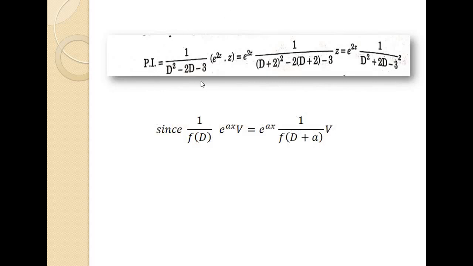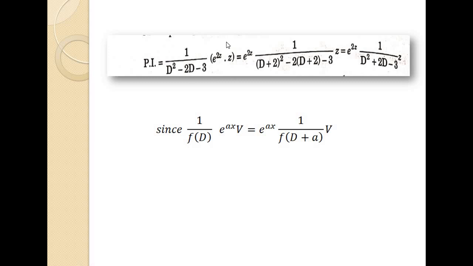Now we need to find the particular integral. The particular integral is given by 1 by f of D operated on a function of z here, because our linear differential equation with constant coefficients is in terms of y and z with z as the independent variable. So the particular integral will be 1 by some function of D operated on the RHS of the non-homogeneous linear differential equation with constant coefficients. So we have to operate 1 by f of D on e power 2z into z.